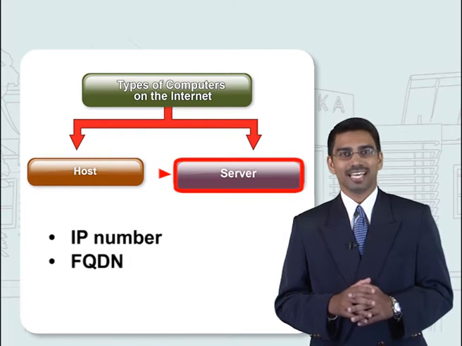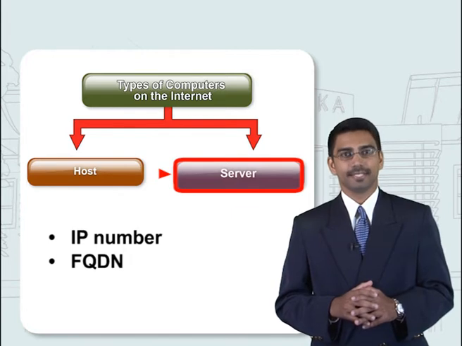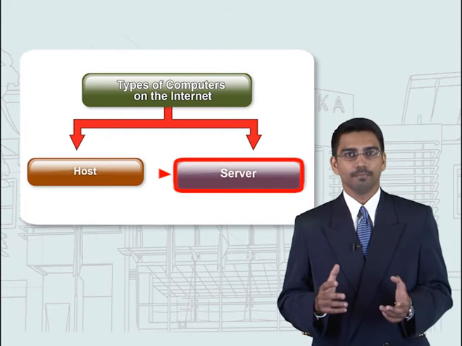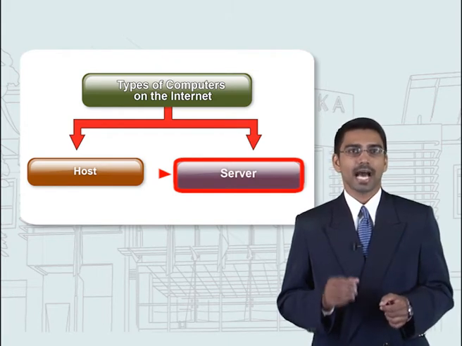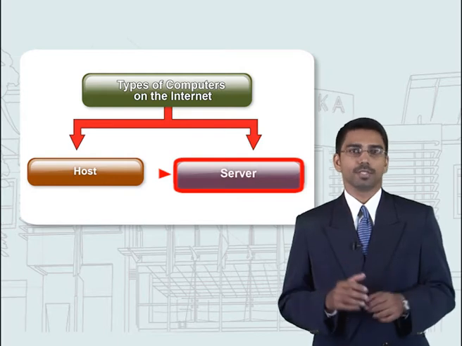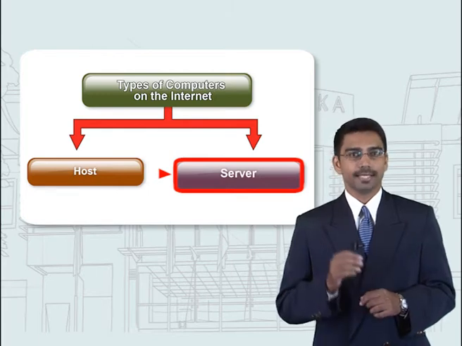An example of FQDN is oum.edu.my, which actually has IP address 202.187.48.7. It's like if a person has an IC number and a name, so a server too has an IP number and FQDN name. As a simple rule, if the computer is high-powered and has an IP number and FQDN, then the computer is a server.